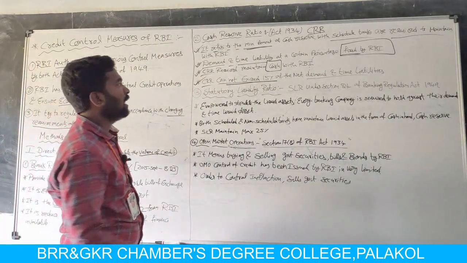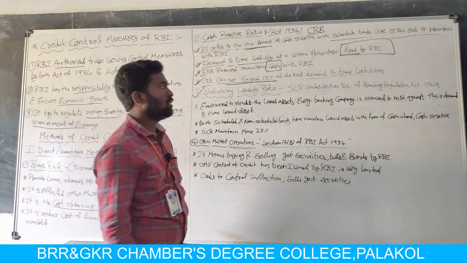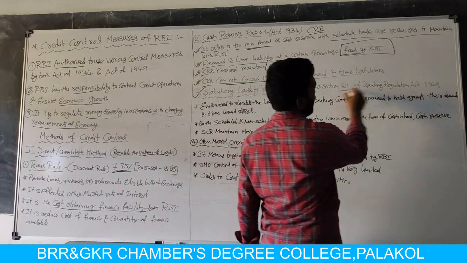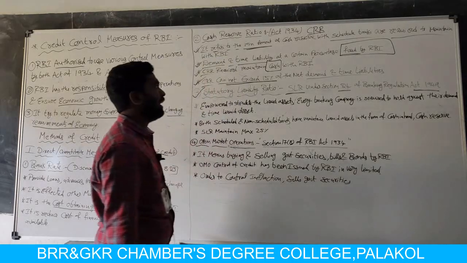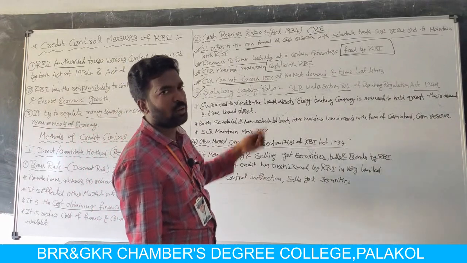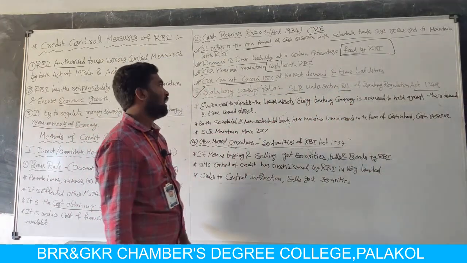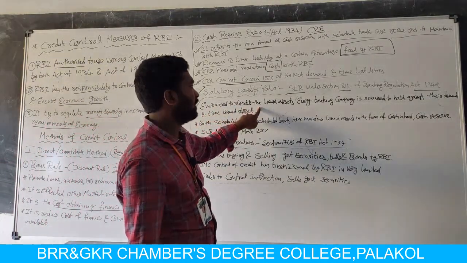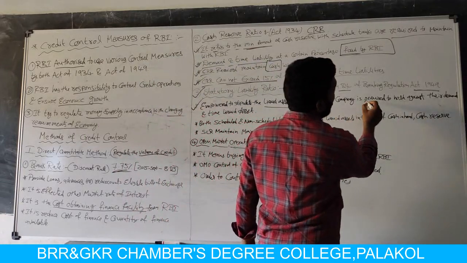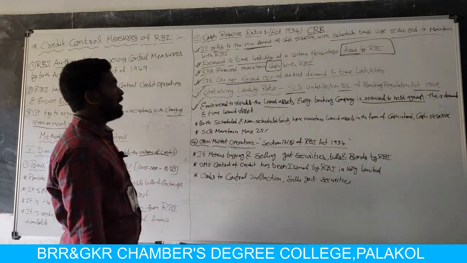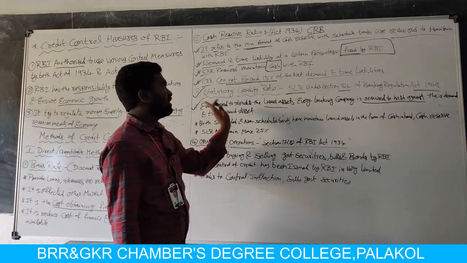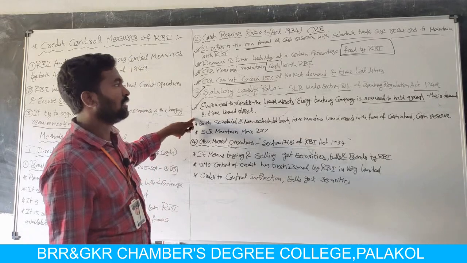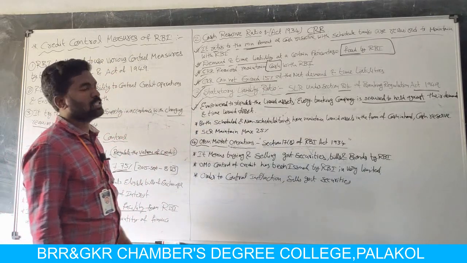Then next one, statutory liquidity ratio. Statutory liquidity ratio stands for SLR. Okay, shortcut name SLR. Under section 24 of the Banking Regulation Act 1949, the statutory liquidity ratio works. In this, the first point is empowerment to stipulate the liquid assets every banking company is required to hold against their demand and time liabilities. Okay, that is the first point.